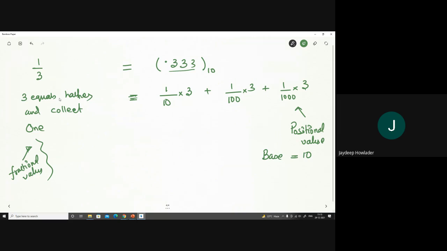Okay. So in this case, what it's saying is that if we take these things in the form of fraction, it takes that I have 10 parts and collect 3.